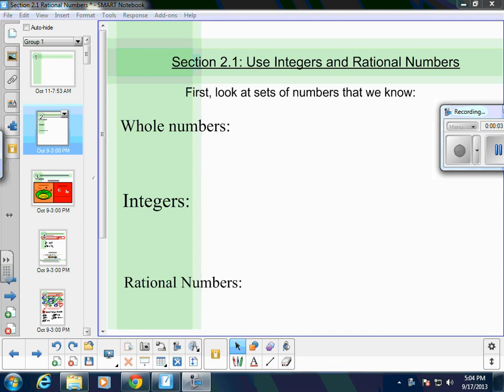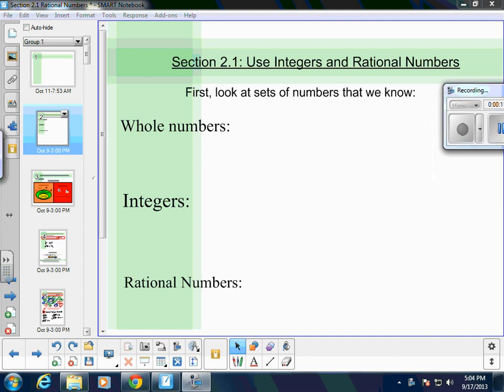Today's lesson is on section 2.1, use integers and rational numbers. These are two different sets of numbers that we're going to talk about during the year, and we should know what integers are, we should know what rational numbers are, and there are a few other sets we're going to talk about as well. That just happens to be the title of this section.